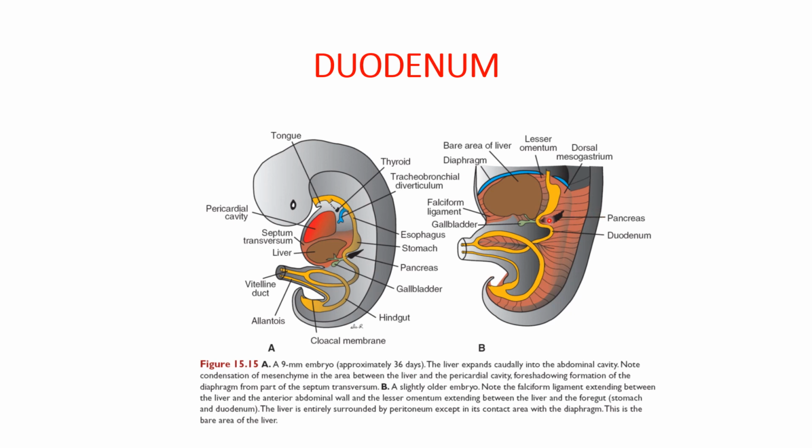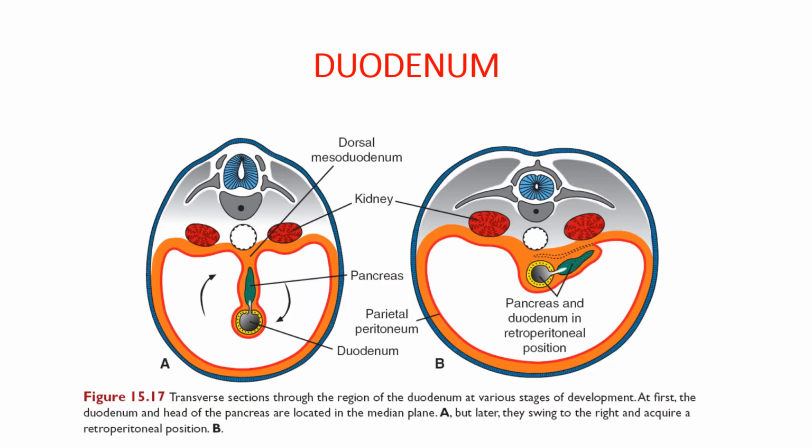This is the mesoduodenum, the dorsal mesentery of the duodenum, in which the pancreas is also developing in its dorsal mesentery. Also, the ventral pancreatic bud is developing in its ventral mesentery. This pancreas also influences the development of the duodenum. Here we see in the transverse section the duodenum with its dorsal mesoduodenum and a structure, the dorsal pancreatic bud, which is developing in the dorsal mesoduodenum.